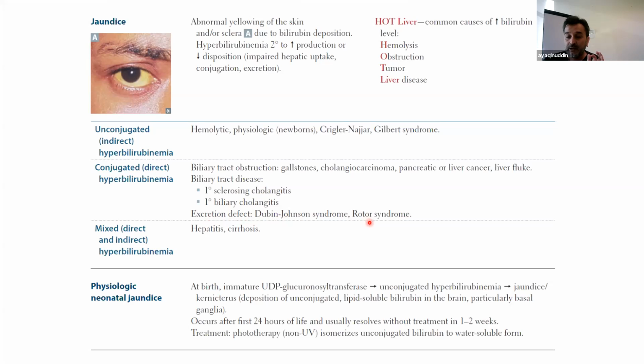We would just, in a minute, talk about all these four syndromes, Crigler-Najjar, Gilbert, Dubin-Johnson, and Rotor, because these are congenital abnormalities, which are either a problem of intake, conjugation, or excretion of the bilirubin. The mixed type, where you would see both direct and indirect hyperbilirubinemia, could be because of hepatitis and cirrhosis.